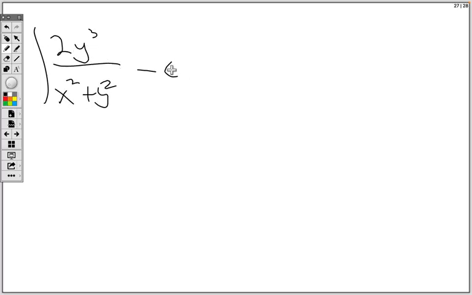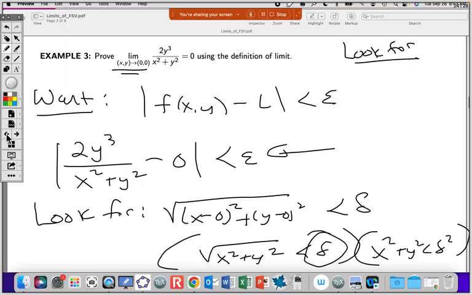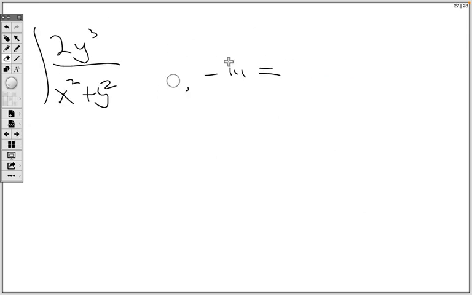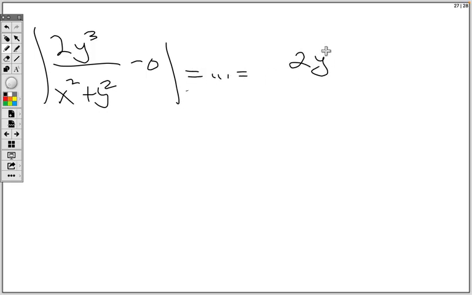So I've got the absolute value of 2y cubed over x squared plus y squared minus 0 equals, so we've got it down to this now, 2y squared, where did it go? I lost it. We've got 2y squared times the absolute value of y, over x squared plus y squared. And remember, the goal here is I want to make this small. I want this to be less than epsilon. Okay, so let's check this out.